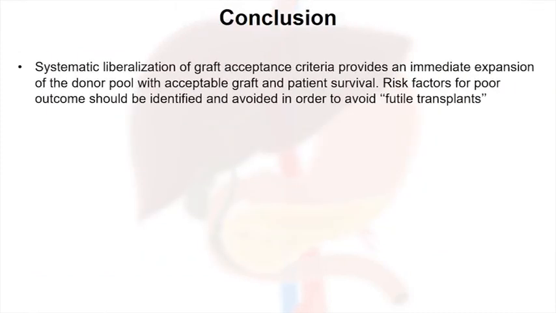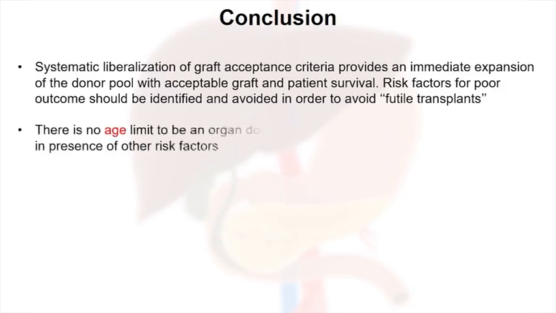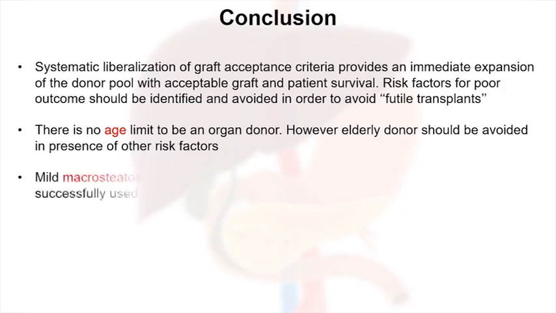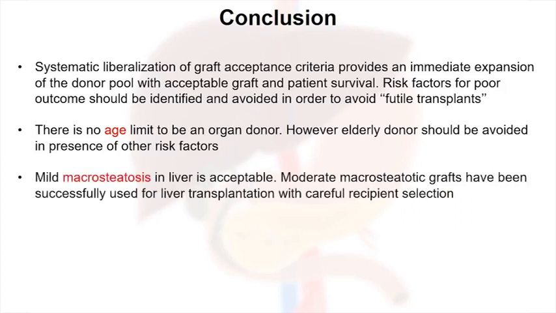So with this, I would like to conclude that systematic liberalization of graft acceptance criteria provides an immediate expansion of the donor pool with acceptable graft and patient survival. This also avoids futile transplants. There is no age limit to be an organ donor. However, elderly donors should be avoided in the presence of too many other risk factors. Mild macrosteatosis in the liver is acceptable. Moderate macrosteatosis grafts have been successfully used for liver transplant in carefully selected recipients.